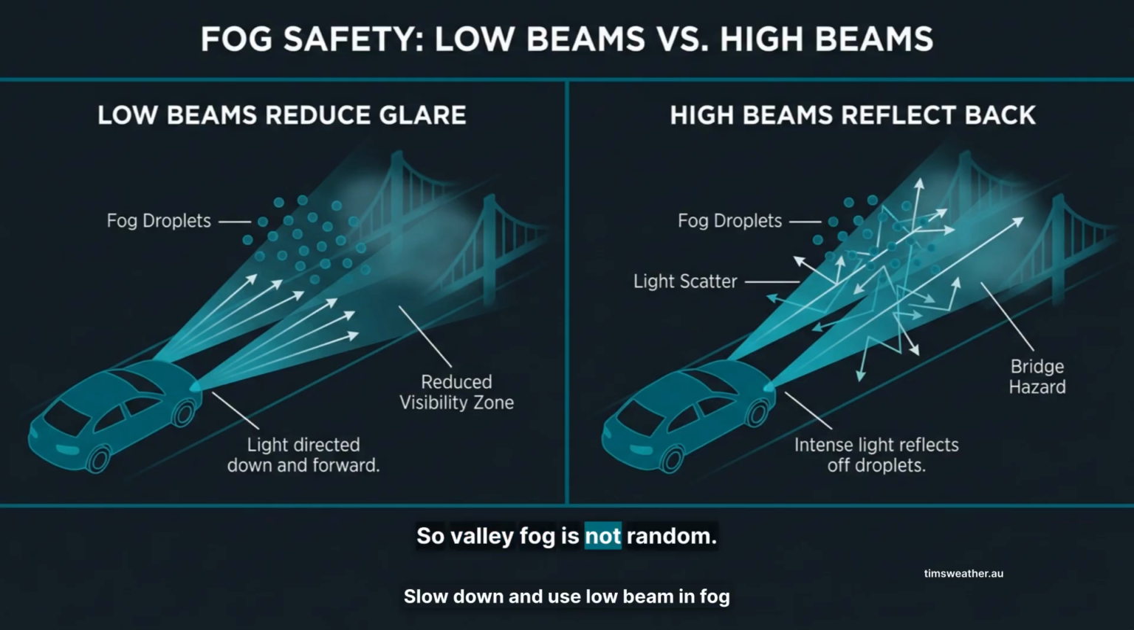So valley fog is not random. It is the result of cooling, drainage flow, moisture, tiny particles and a lid of warmer air above. Learn the pattern, and those misty mornings make a lot more sense.